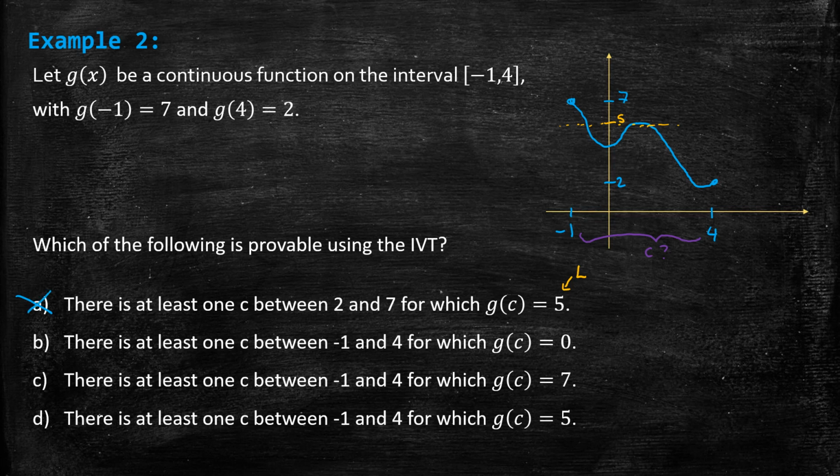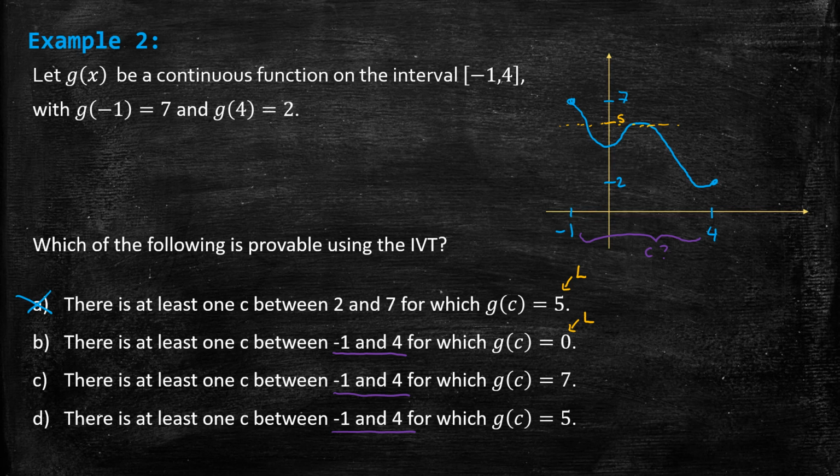So what about the next one? There is at least one C between -1 and 4. At least we're in the right ballpark here. So we know that C has to be between -1 and 4, so these all look like candidates. But now can we guarantee that g of C equals 0? So let's have a look. g of C equals 0, well, that's the x-axis. And even just with the diagram I drew, we see that the graph of g never actually touches the x-axis. So there's no guarantee that it reaches 0, and that's because 0 is not in the interval 2 to 7.